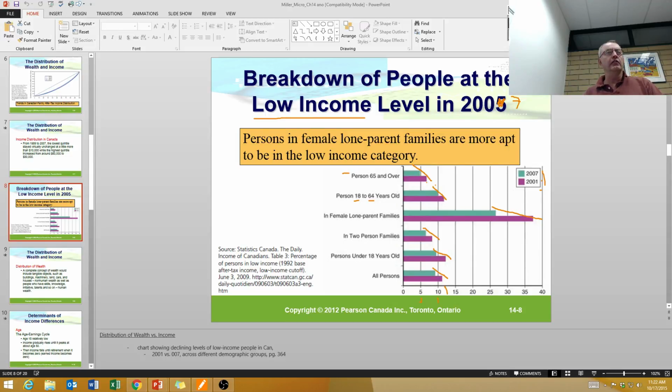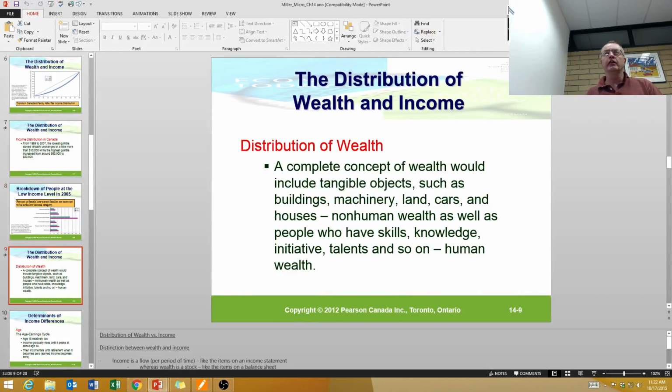Okay, so the final little part of this first section here deals with wealth distribution as opposed to income distribution. So we mentioned earlier that income is a flow variable, whereas wealth is a stock variable. So income is kind of like our income statements, and wealth is like our balance sheets.